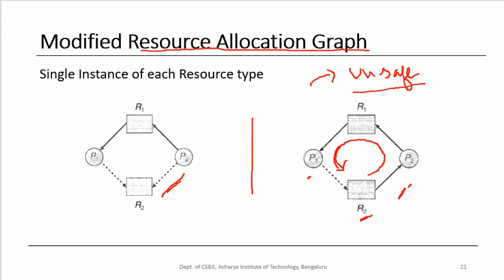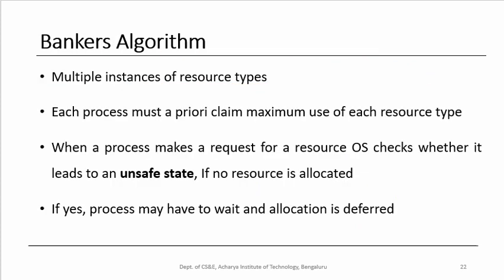Unfortunately, this solution which I discussed works only for a scenario where there is going to be a single instance of each resource type. Now let's see, when we have multiple instances of each resource type, which algorithm could be used for deadlock avoidance. We use an established algorithm called Banker's algorithm for deadlock avoidance.